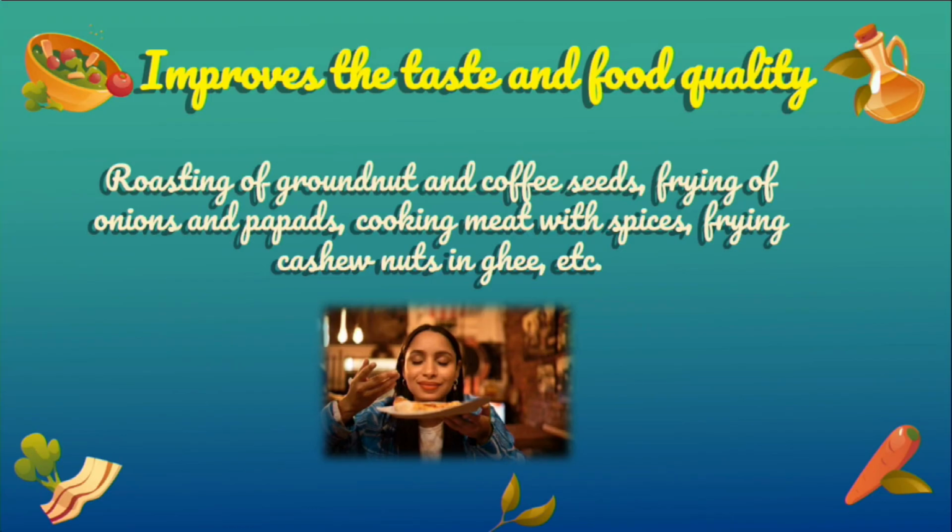The first one is to improve the taste and food quality. Everyone needs flavor in their diet. Roasting of groundnut and coffee seeds, frying of onions, and cooking meat with spices by the frying method improve its taste and food quality. Even when we fry, when heat is applied to the skin of food components, it gives some aromas and improves its taste and texture.